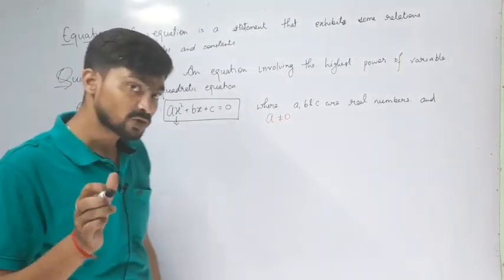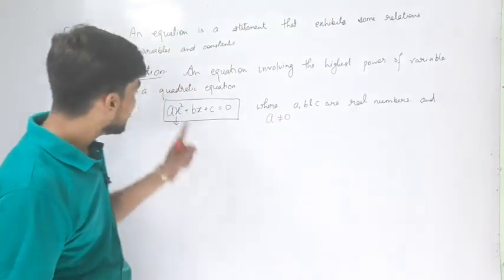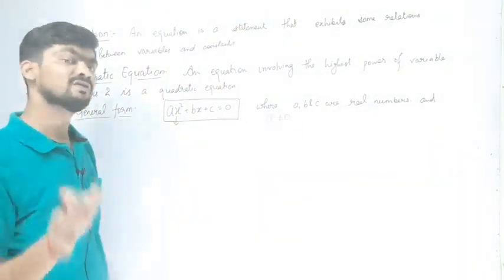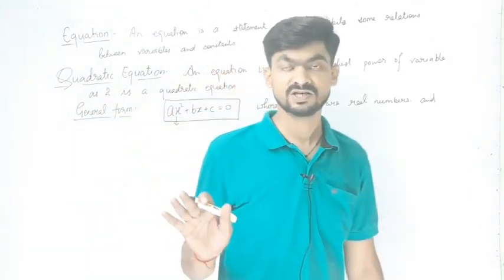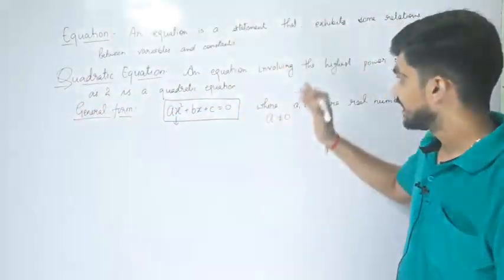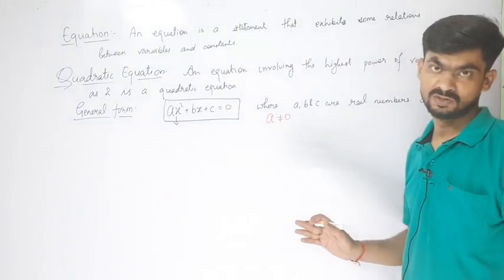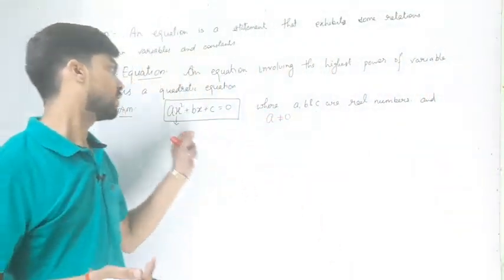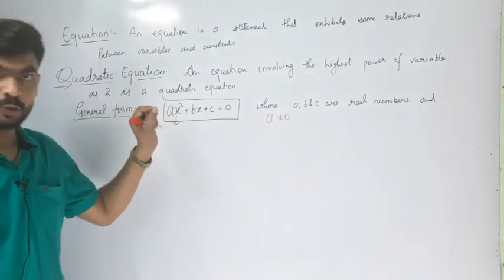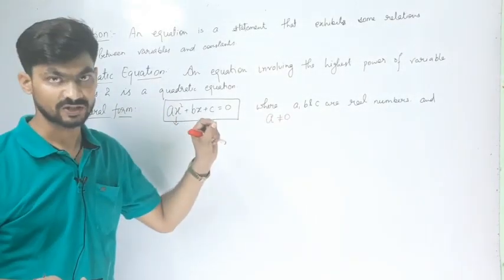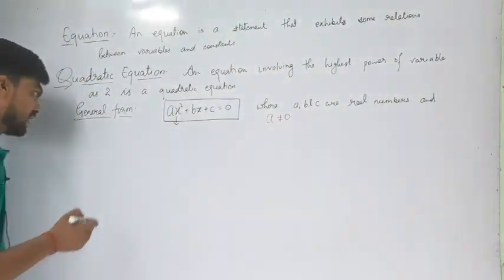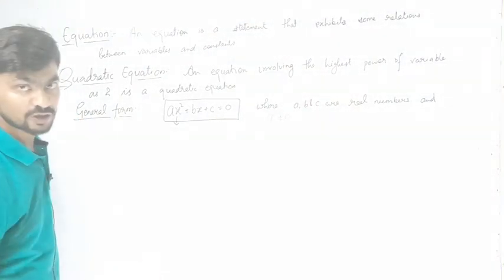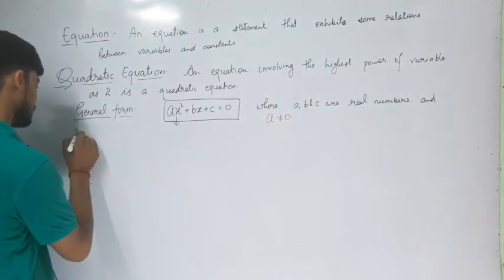Now you might be thinking, sir, what about b and c? So b and c both can be 0 or either of them can be 0. That doesn't affect the equation, but a must be non-zero. That must be our prime aim while solving or while selecting an equation as a quadratic equation. Now, what is the meaning of solution of a quadratic equation?